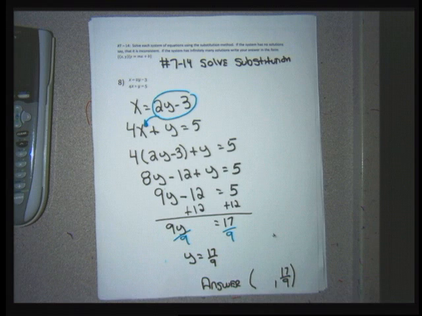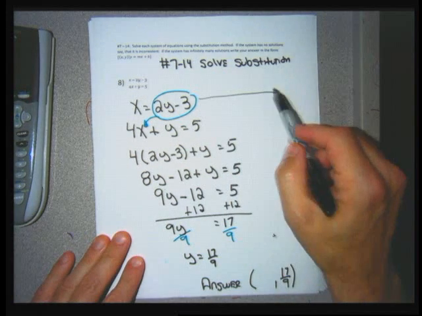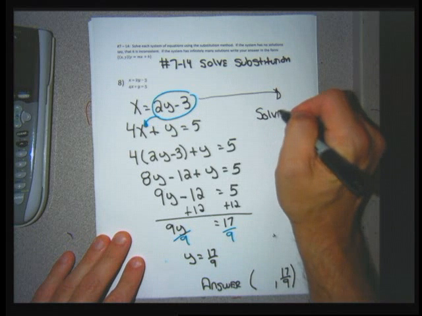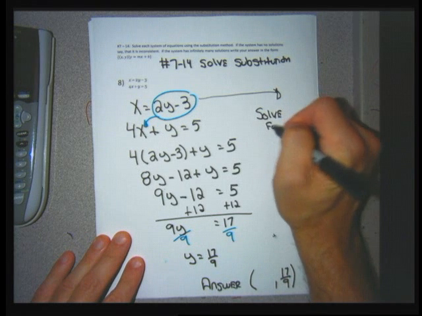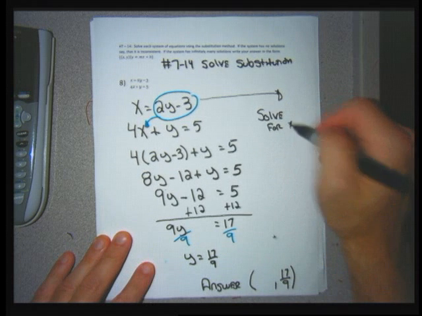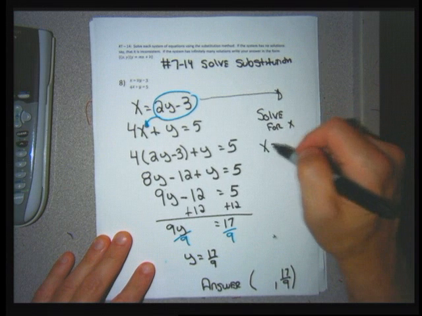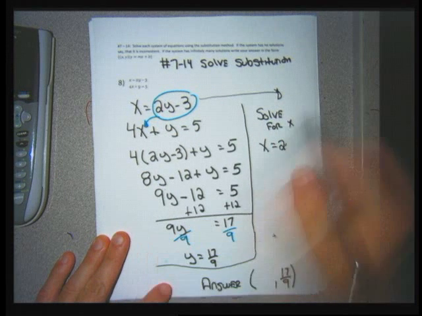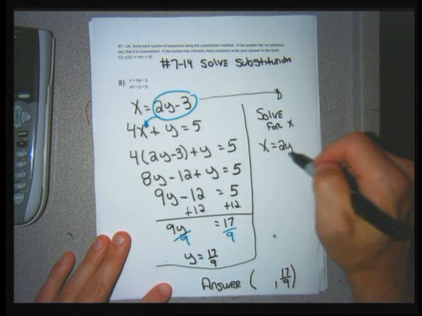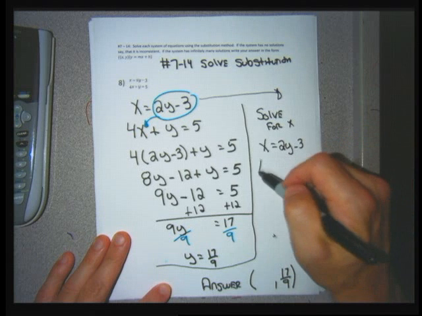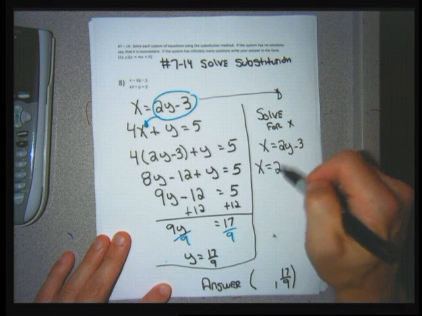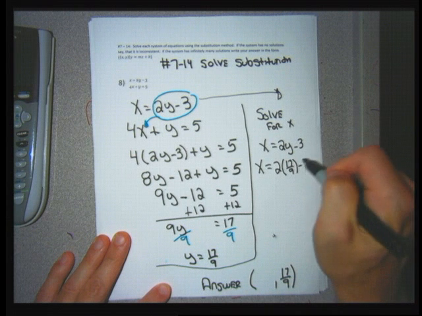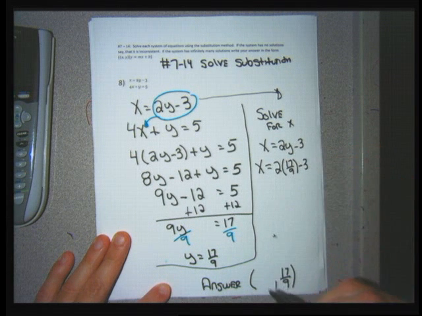The easiest way to get the x part of the solution to the system is to use the top equation and replace the y with 17 over 9. So I did a bunch of algebra to solve for y. Now I'm going to do a little bit of algebra to solve for x. Specifically, I'm going to take the 17 over 9, which I know to be equal to y, and replace that for the y in the top equation.